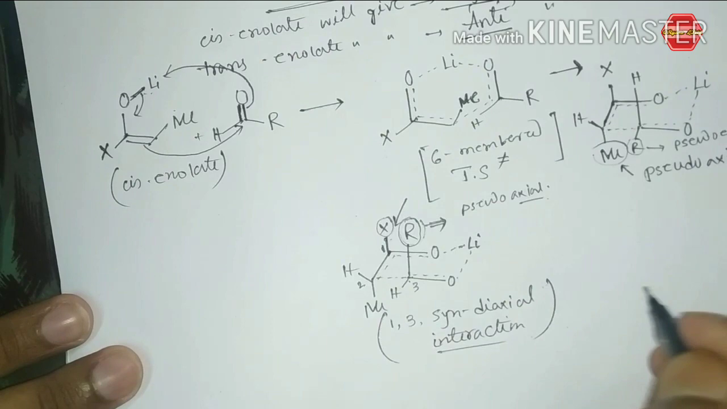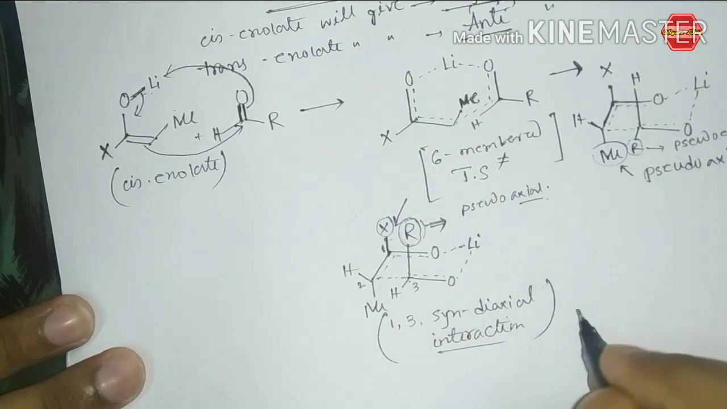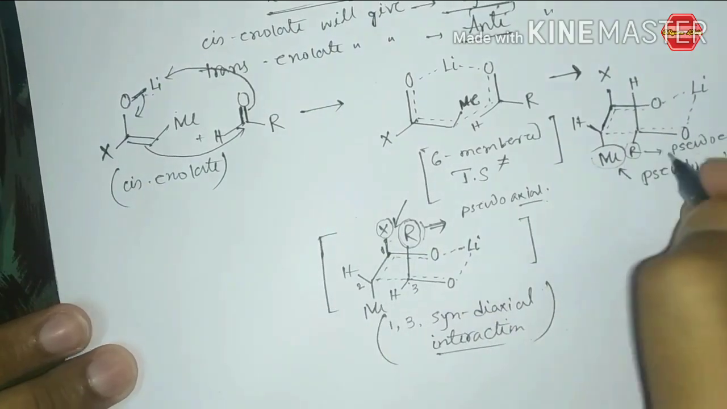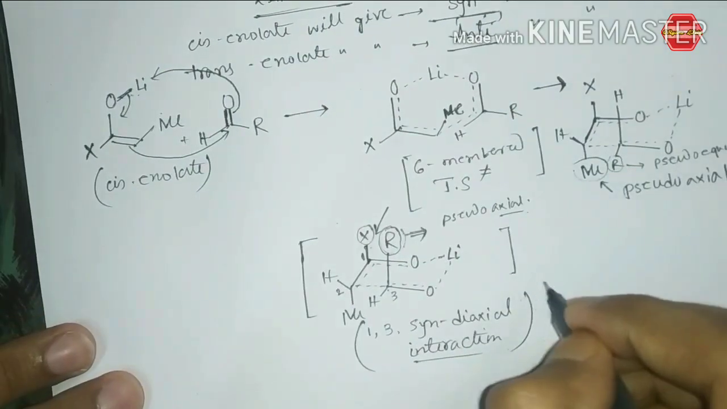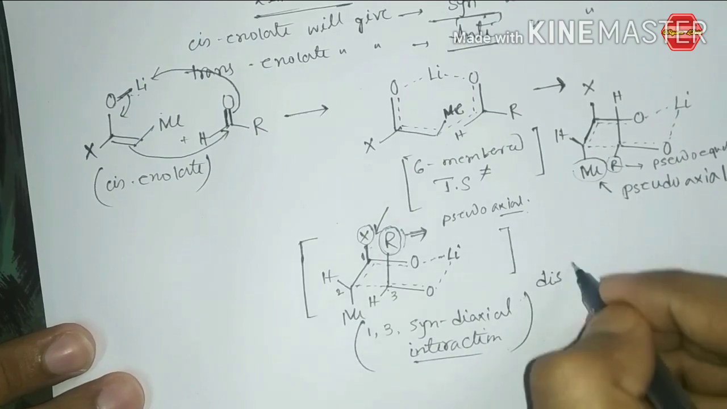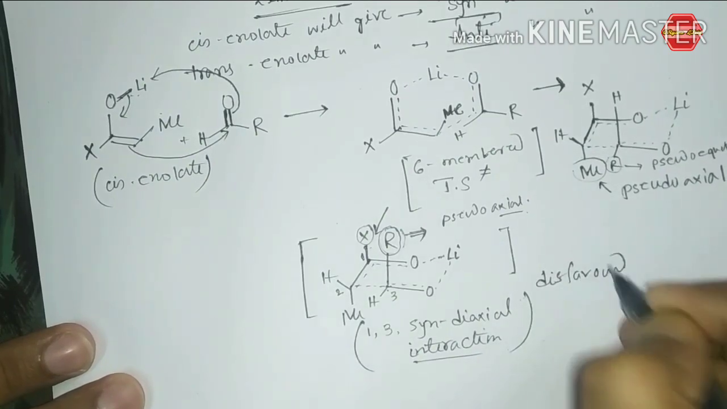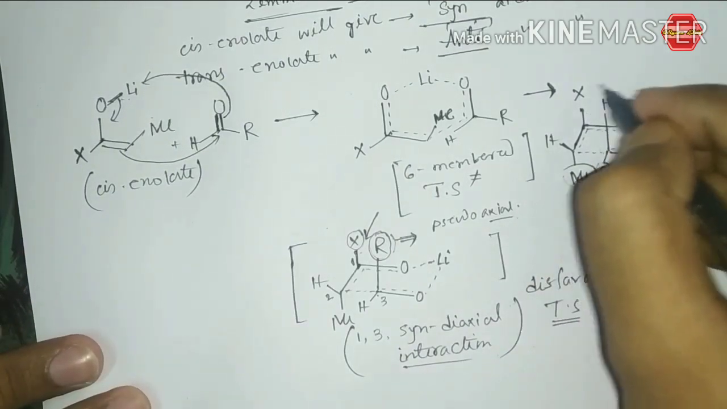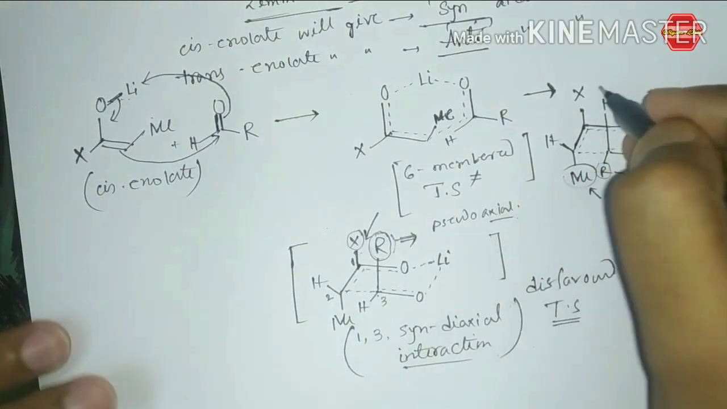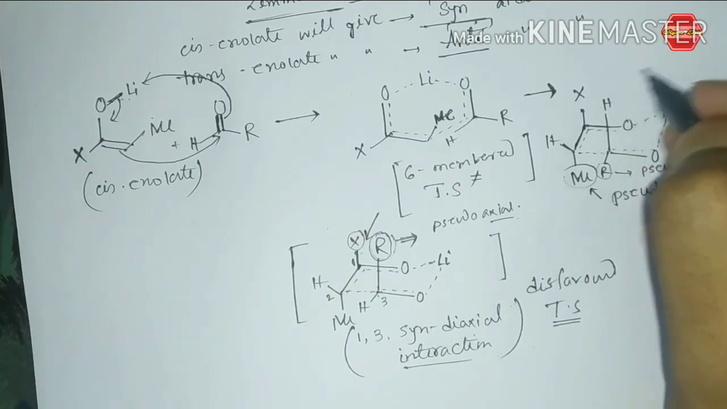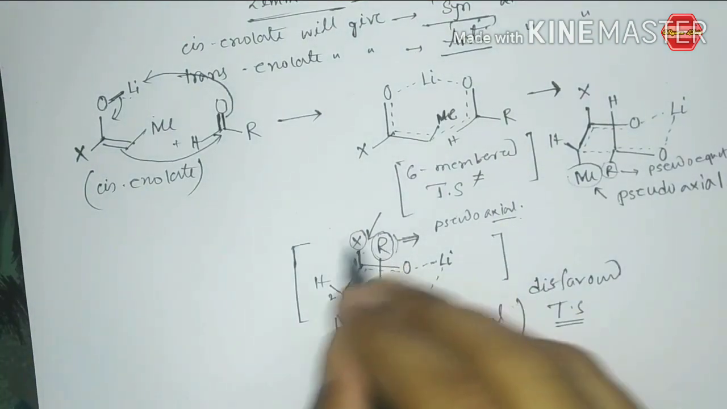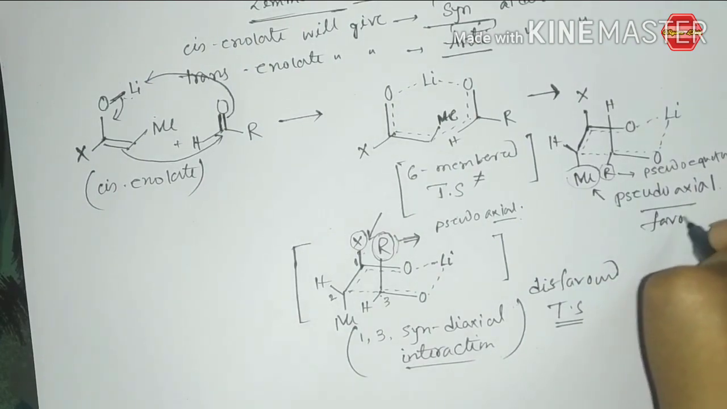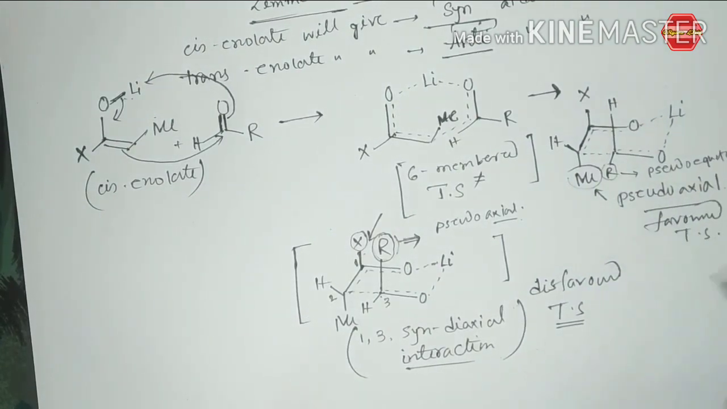Okay, 1,3 syn diaxial interaction. So this is not favored as much like this, so this is a disfavored process, or disfavored cyclic transition state. And there is also a 1,3 syn diaxial interaction here, but it is not as much as there. So this is disfavored and this is the favored transition state.